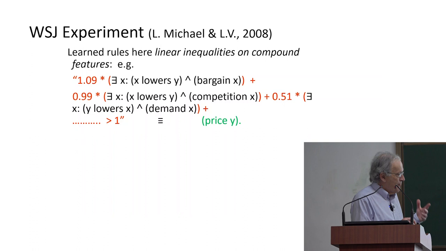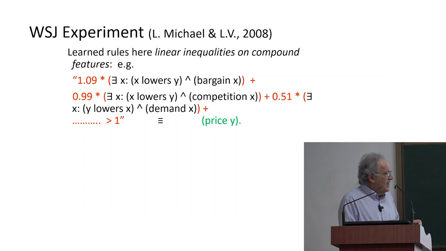So for example, if you can decode this linear separator, then this compound feature said that if something lowers something else, and there's something to bargain, so what does a bargain lower? Bargain lowers price, okay? So if there was a fragment of a sentence which said that a bargain lowered this missing word, then saying its price was some evidence for it. And there could be some other evidence as well. Competition also lowers price. So here we were trying to learn from natural language ways of predicting whether a missing word was price.